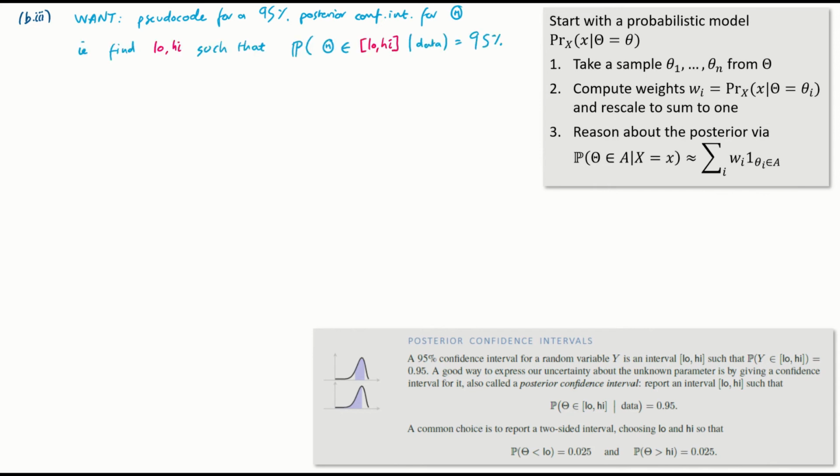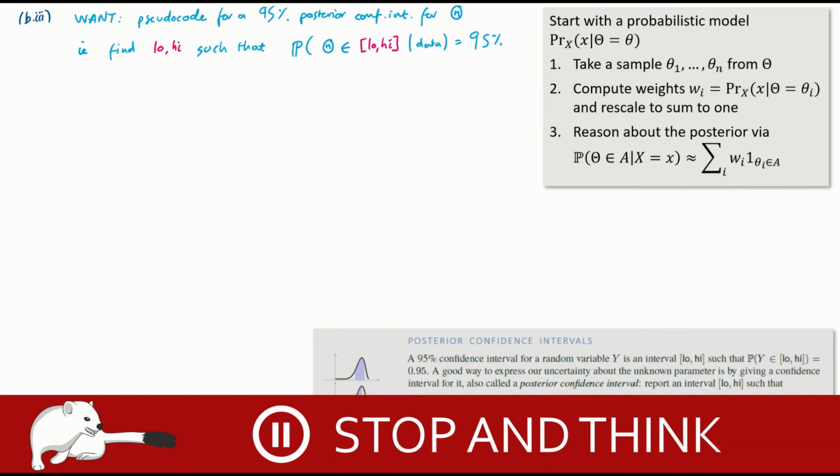This is what we're trying to do. We're trying to find an interval, let's call it low, high, such that the probability that our random variable lies in that interval, the conditional probability given the data, is 95%. That's what we mean by a posterior confidence interval. So, stop and think. How would you go about doing this? Bearing in mind what we've already got. We've got a list of theta samples and we've got their weights.